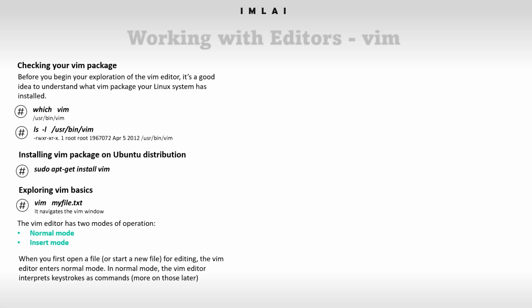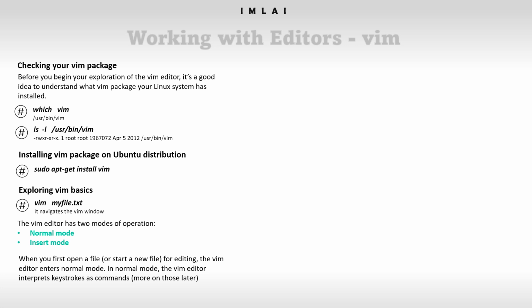Now the Vim editor has two modes of operation. One is normal mode and the second one is insert mode. We'll see what normal mode and insert mode are while we are working practically on Vim. So what is normal mode theoretically? When you first open a file or start a new file, either opening an existing file or starting a new file for editing, the Vim editor enters normal mode. In normal mode, the Vim editor interprets keystrokes as commands.